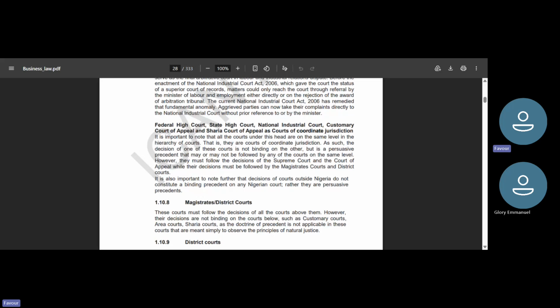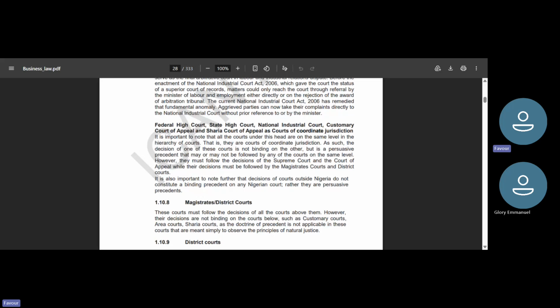So you have the Federal High Court, the State High Court, the National Industrial Court, Customary Court of Appeal, and the Sharia Court of Appeal. All these courts are courts of coordinate jurisdiction, and they are on the same level. And this is directly below the Supreme Court.